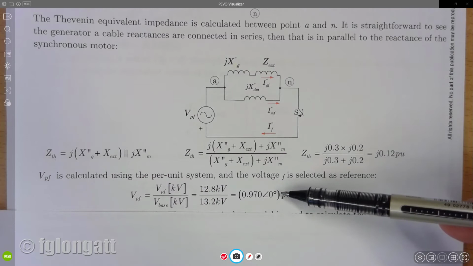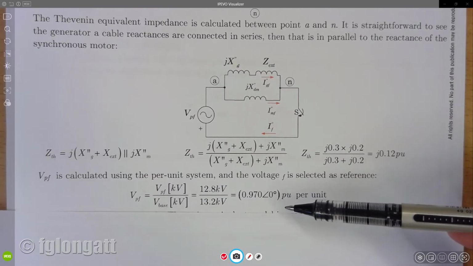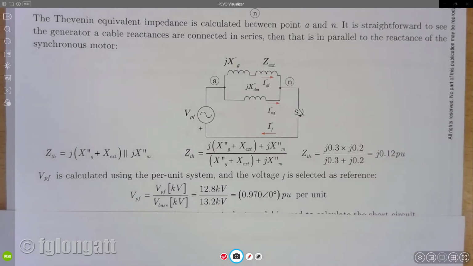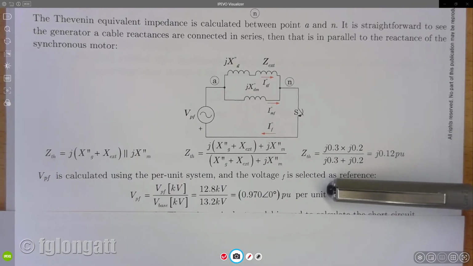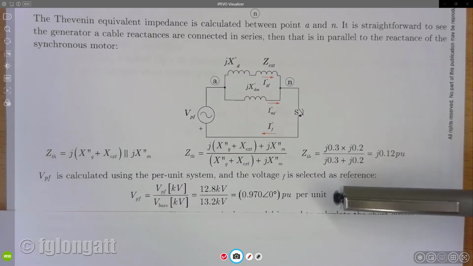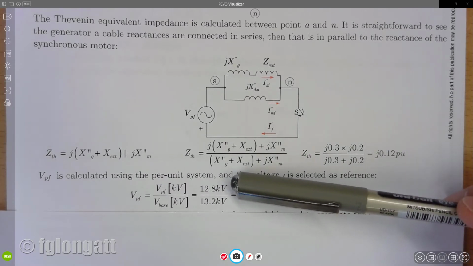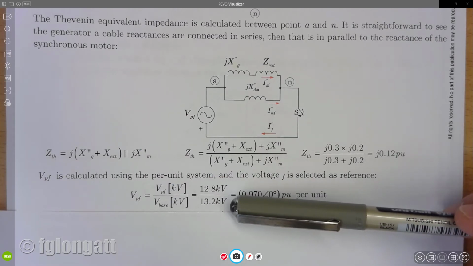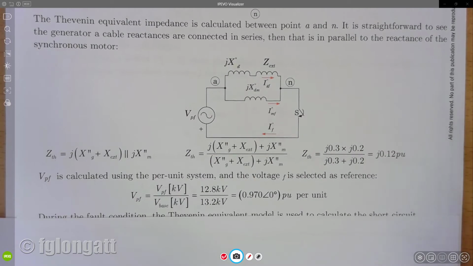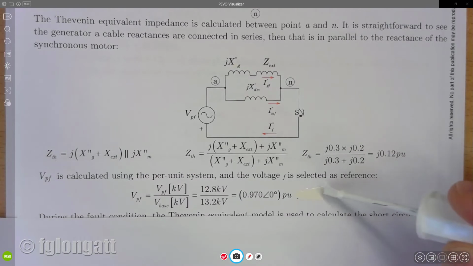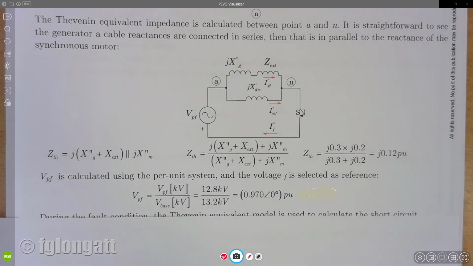Now what we need to do is calculate what is the voltage at the fault location previous to the fault. And using the per unit system, we can divide the real value, that is 12.8 before the fault, by the base, 13.2, and we got 0.97 per unit, okay? Okay, this is per unit. Okay, simple.